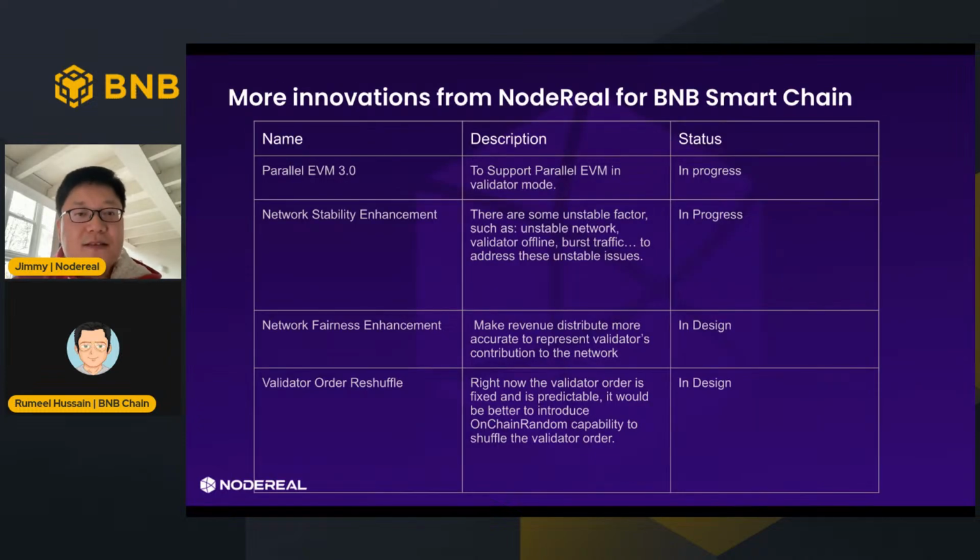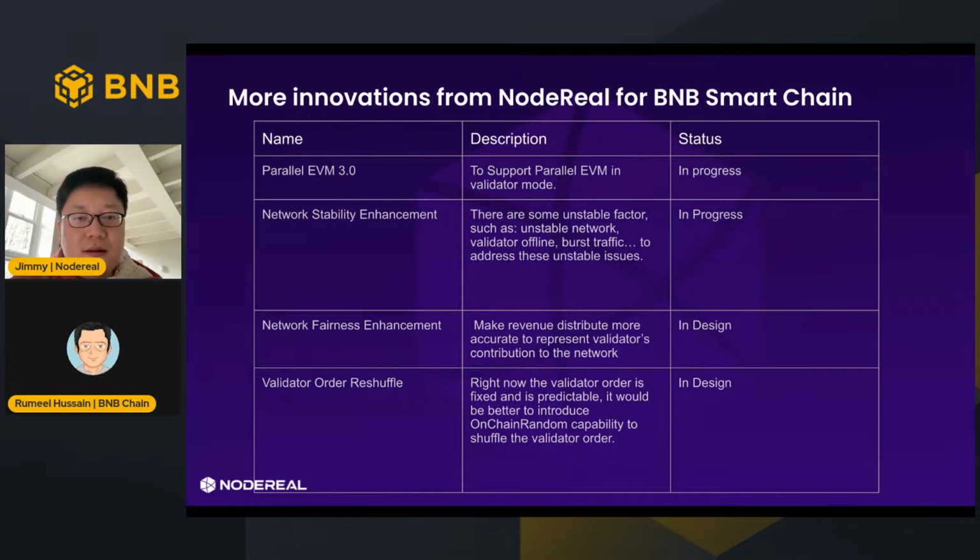So this is a table of what we want to do in the future. Besides the optimizations we have introduced earlier, we have more and more features coming for the BNB Smart Chain. First is the parallel EVM 3.0, which means that, besides the full node, we want to start supporting the parallel EVM in the validator node. This one is in progress, and we are in the design phase and have started some work on that.